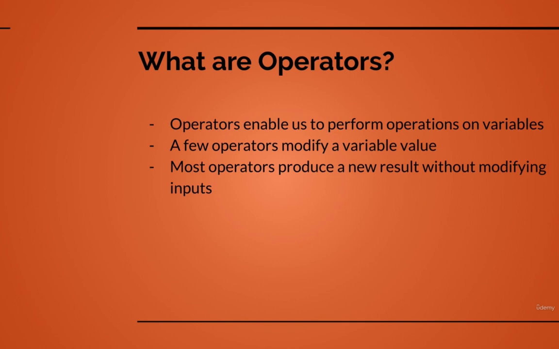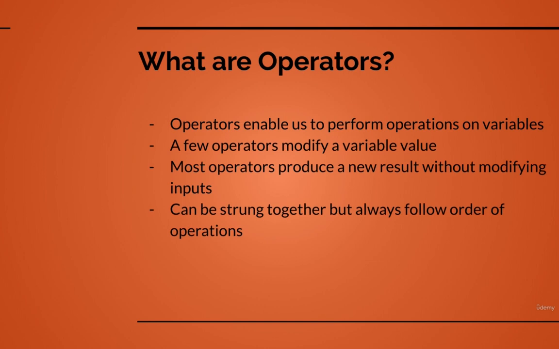Okay, so if you have a variable, just some integer, and I perform an operation, some of them will modify the original integer, some of them will actually just produce a new result, leaving the original variable untouched. Okay, very important to know what does and doesn't occur there.